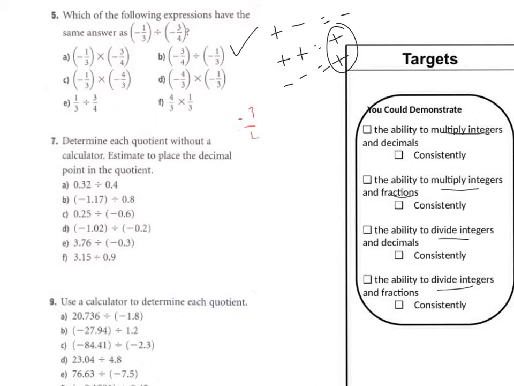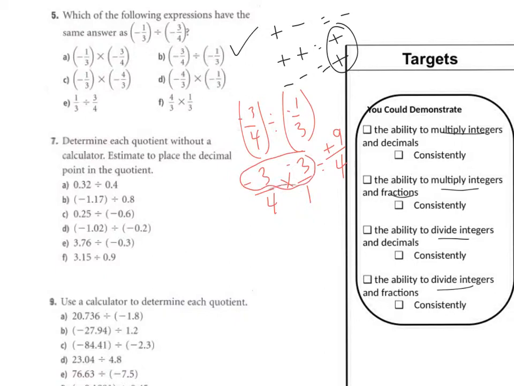Negative 3 over 4 divided by negative 1/3. The rules are when I'm dividing, I reciprocate and I change to a multiplication. And now the signs are the same. I get a positive answer and I get 9 over 4 because we multiply the numerators and then we multiply the denominators. And then I say how many times does 4 go into 9? It goes in twice with 1 left over, and my answer remains positive.